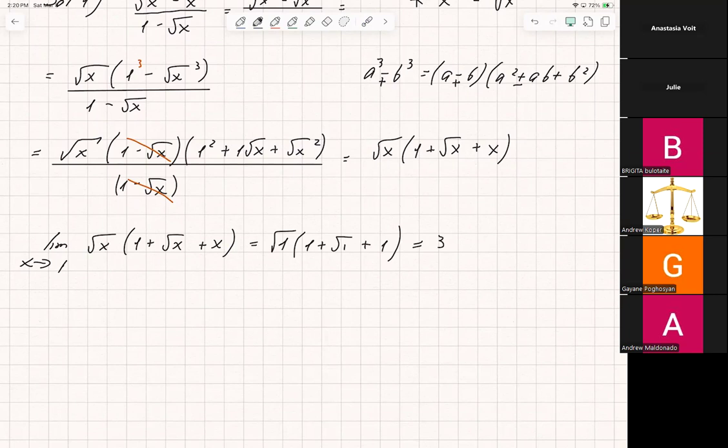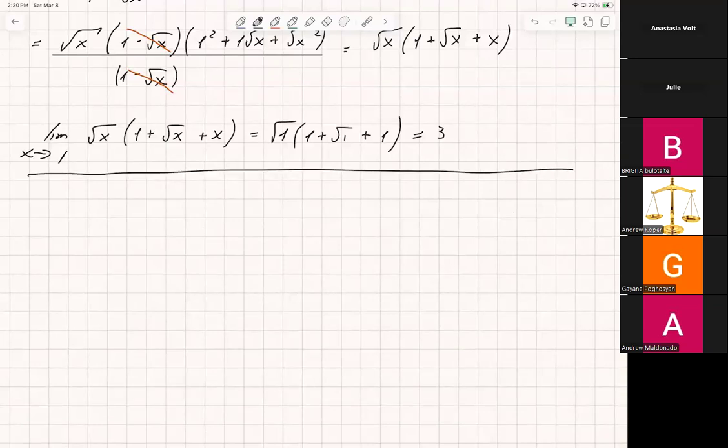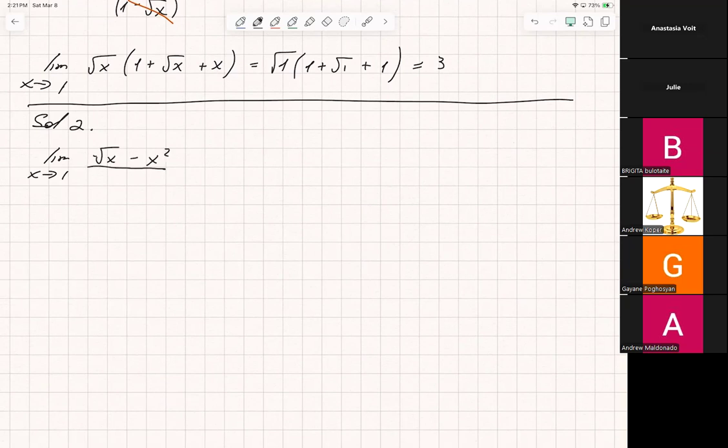So that's one way. If you like it, you can use this one, or there is another way that I think is more kind of involved. You would need to see what you need to multiply. You will probably need to be more careful. So solution 2, okay? So we have the same limit as x approaches 1 of square root of x minus x squared divided by 1 minus square root of x.